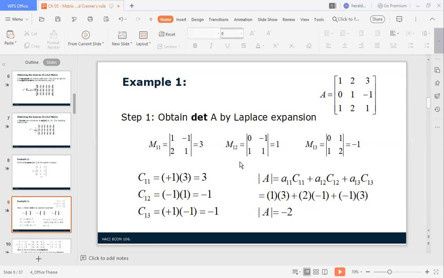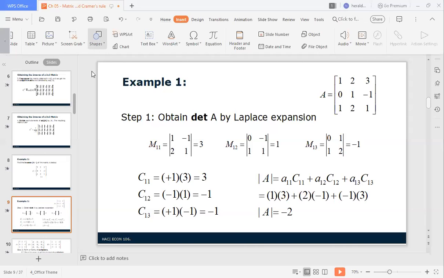So for step 1, getting the determinant, I just use the Laplace expansion method because later on I will need to get the matrix of minors and cofactors. So in that case, I am expanding M11, M12, and M13. That is, I'm expanding in the first row. Remember, class, this is how we did it last time. This is M11, this is M12, and this is M13.